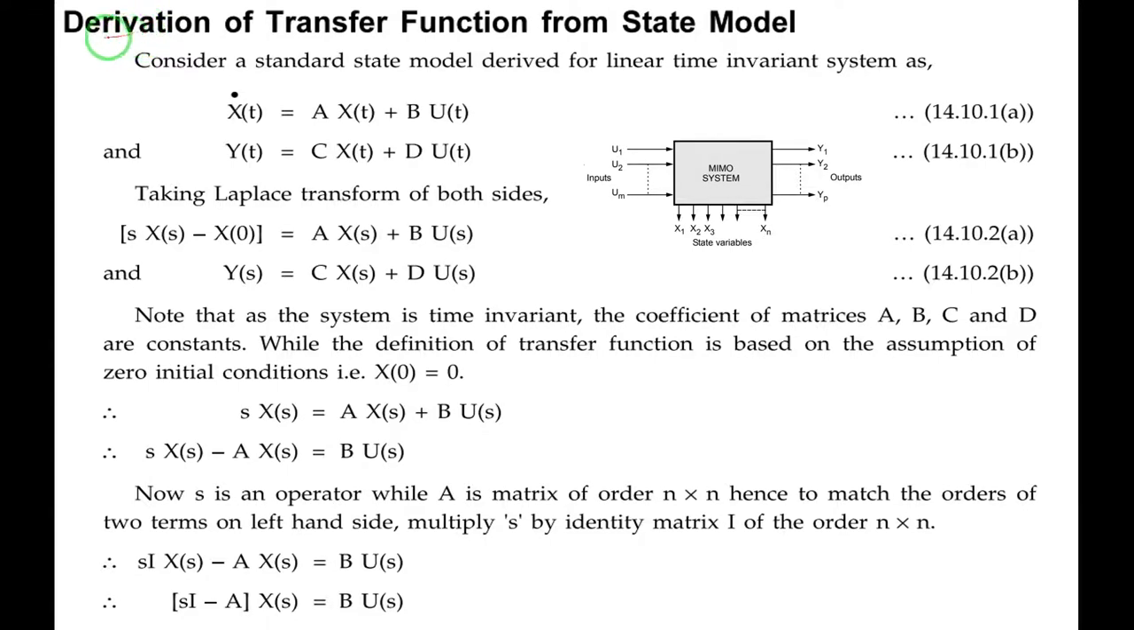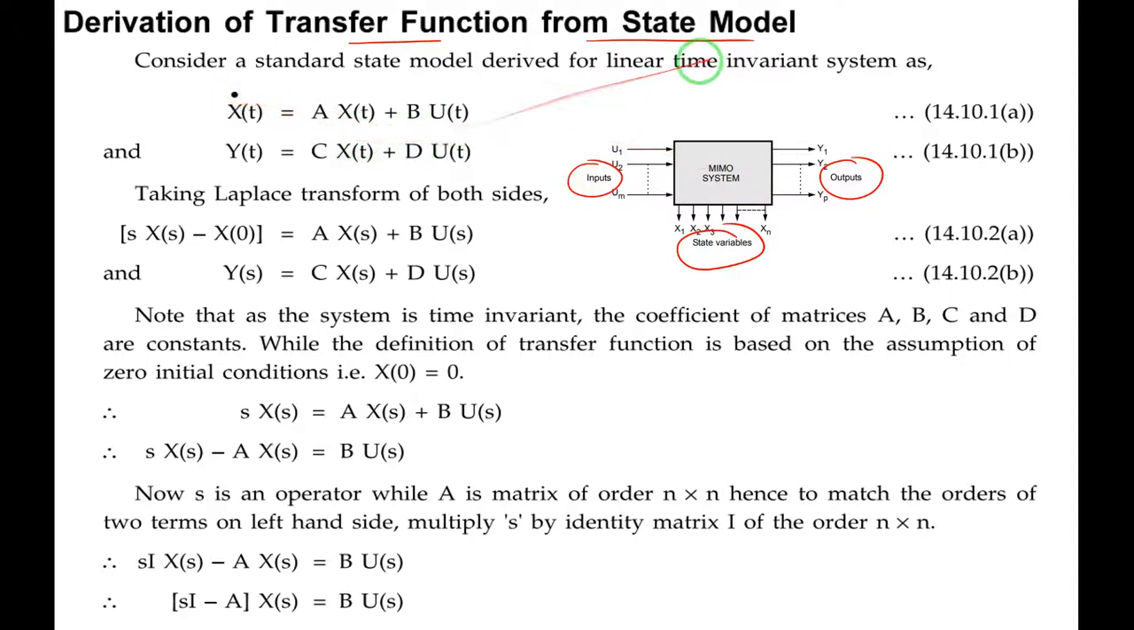The next and last topic in this chapter is the transfer function from the state model. How to derive the transfer function from the state model. What is the state model? We already know, and this is the multiple input, multiple output system. This diagram you know. It has m number of inputs, p number of outputs, and n number of state variables.